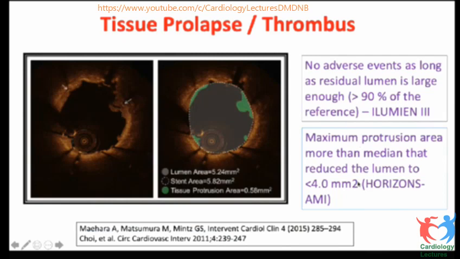One study, the Harrison AMI study, has shown that a residual lumen area of less than 4 millimeter square is associated with stent thrombosis. And ILUMIEN III defined a criterion for addressing your tissue prolapse: anything compromising the lumen by more than 10% needs addressing.